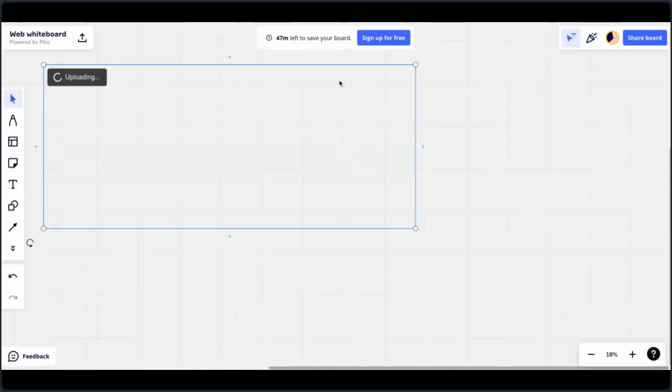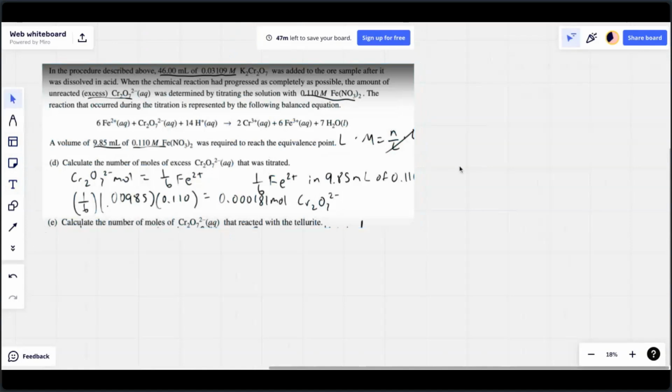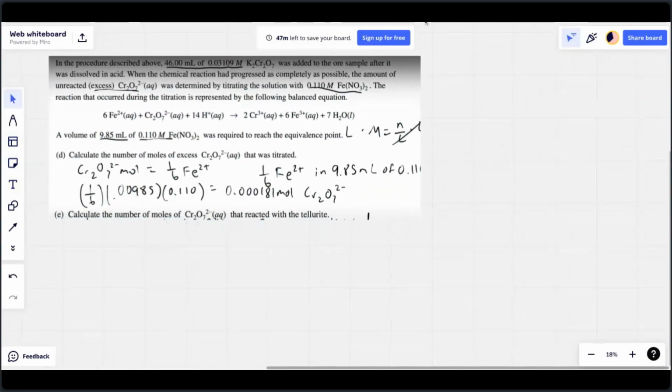So we are asked to calculate how many moles of dichromate, that's that ion, reacted with tellurite, right? So we know that some amount of moles of dichromate reacted with tellurite. Tellurite is TeO2, right? And we know that from the reaction above. Let me grab it up here. There we go.